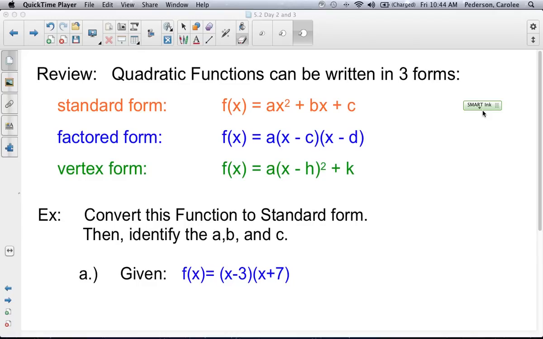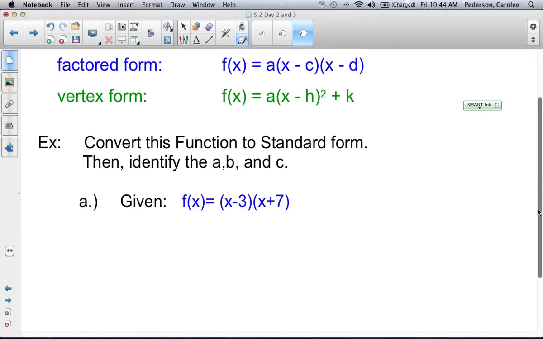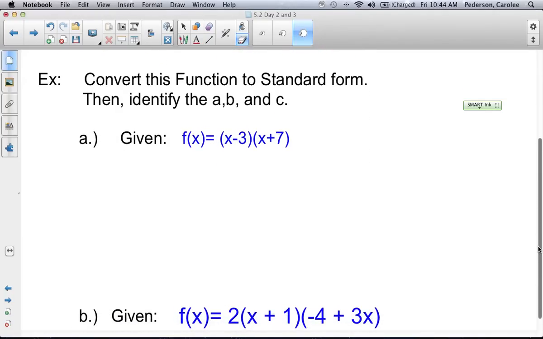The top one is what we call standard form, ax squared plus bx plus c. The blue form is what we call factored form. And then the green is the vertex form. We'll refer to these in this lesson. We're going to move down to the first example that we're going to work on together. So I do want you to follow along with this problem and write it in your notebook.